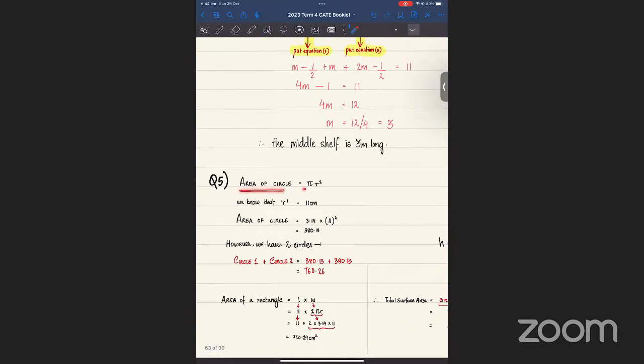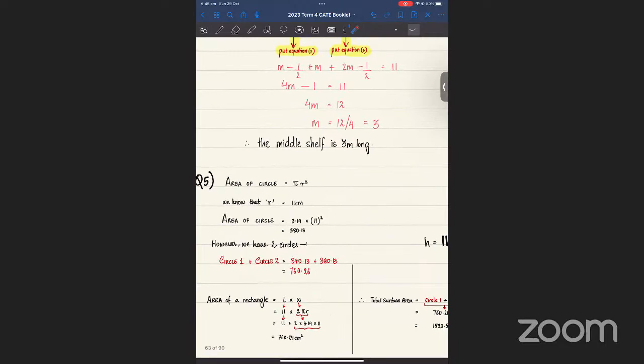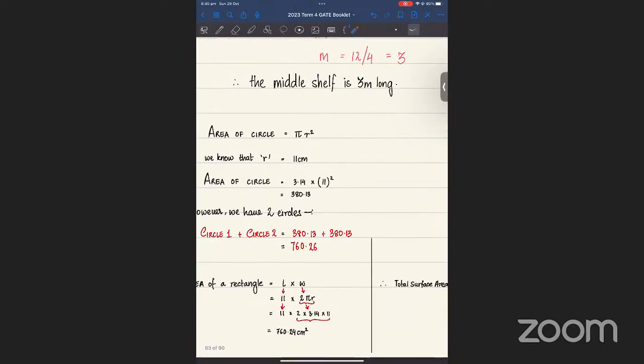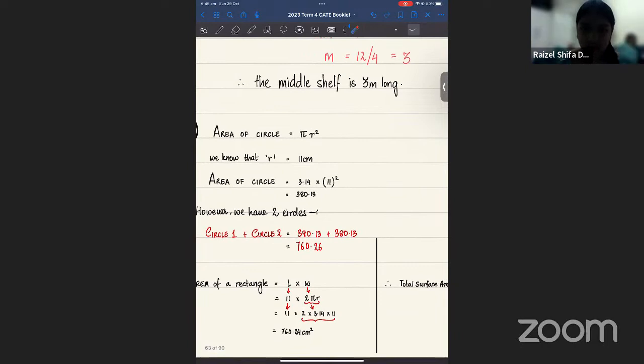The area of a circle is pi r squared. We know from the question that r is equal to 11 centimeters. So the area of a circle is 3.14, which is pi, multiplied by 11 squared, which is 380.13. Now we have two circles, so circle 1 plus circle 2 is 380 plus 380, which is 760.26. Do you guys understand? Yes. Yeah. Yep. Let's see. Jay, do you understand?